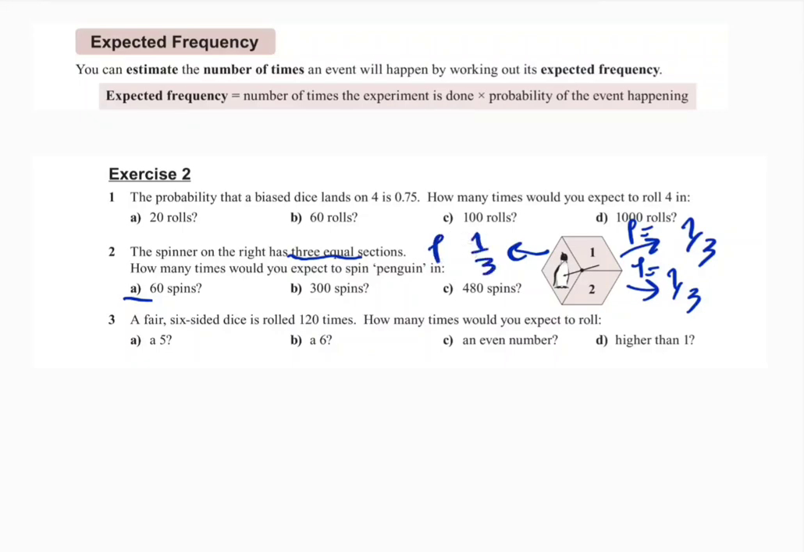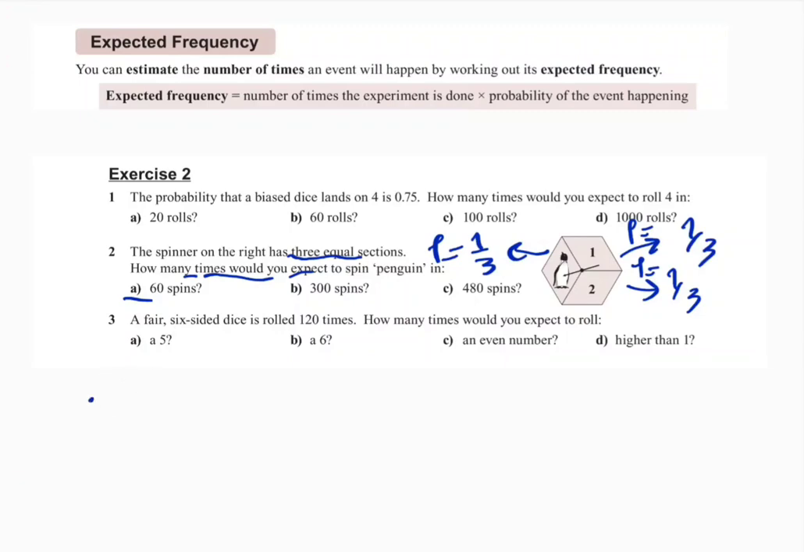And here is also 1/3. Okay, and then it says, how many times would you expect to spin penguin in 60 spins? Right, so in this question, they have kind of hinted that it's going to be to do with expected frequency, because they have said, how many times would you expect. So expect and how many times are our keywords in this question.